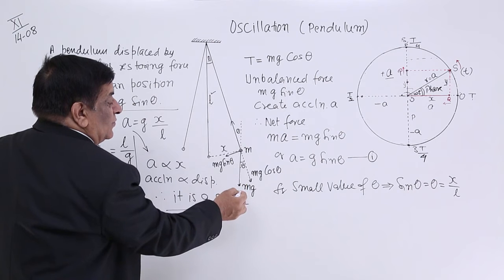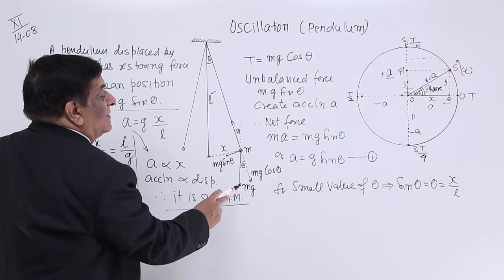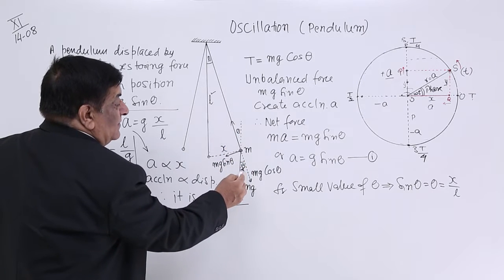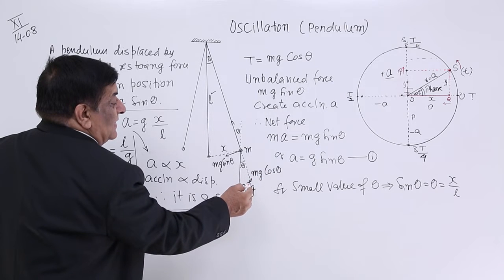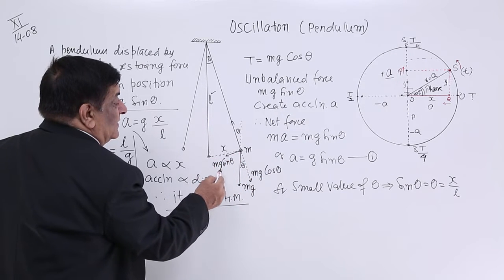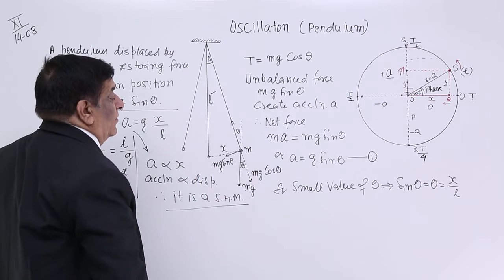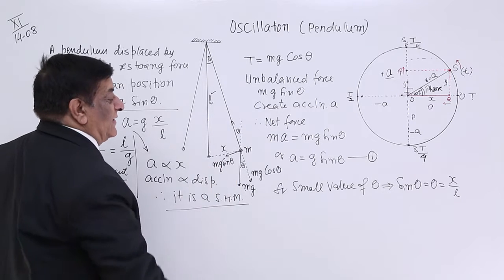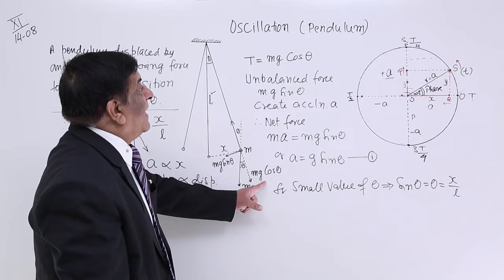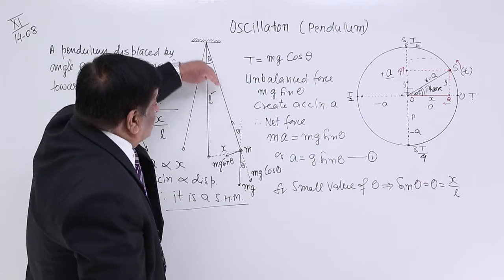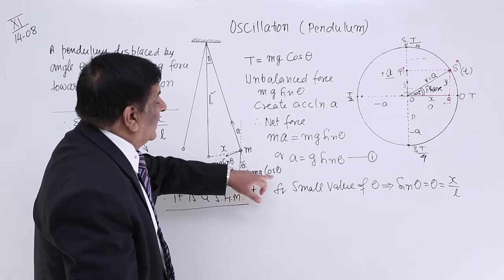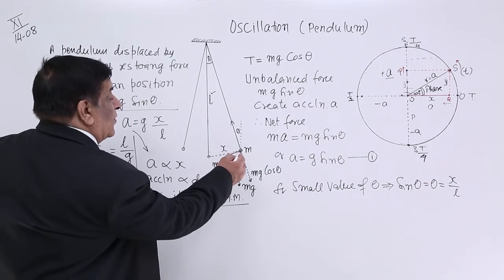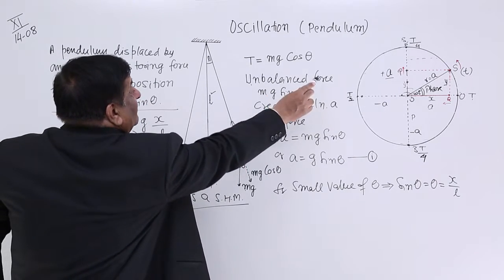Now, if this was the force in vertical direction mg, we can make it into two components. One is along this line with the theta, so that will be mg cos theta, and one will be perpendicular to this line, that will be mg sin theta. Now, this mg can be looked upon as if there are two forces acting on it. This force mg cos theta is balanced by tension T developed in this string. The other component mg sin theta becomes unbalanced.